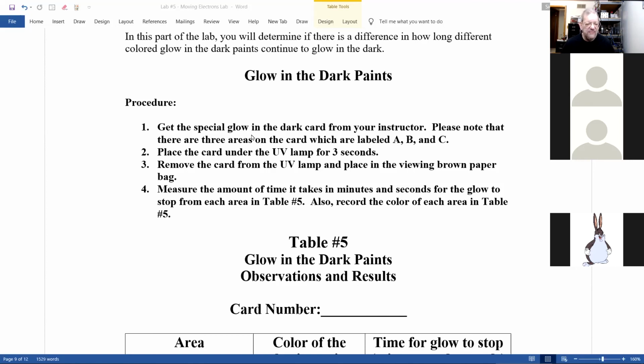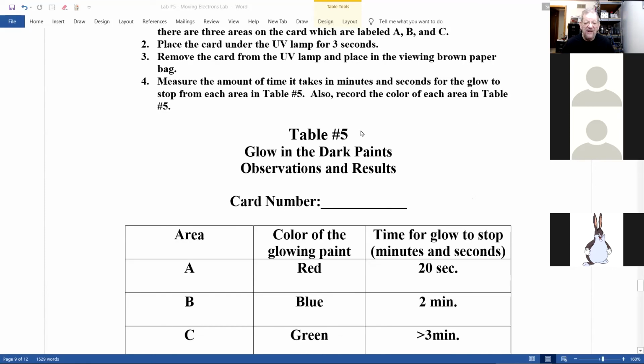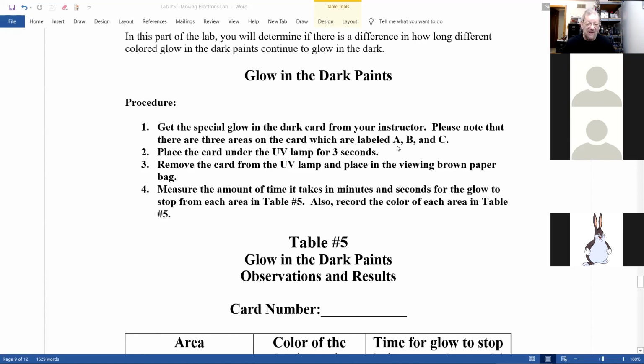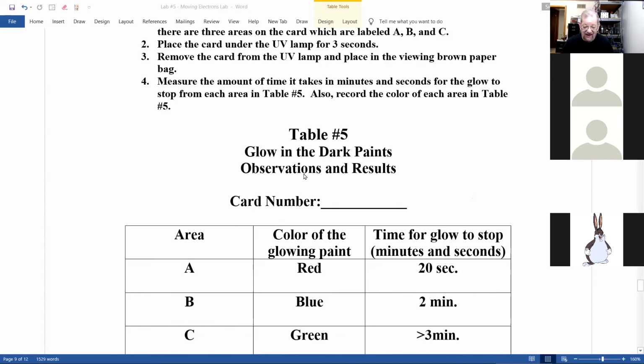But anyways, if we were face-to-face, you'd get a special card. You all have the same card, but in real life, I have about 20 different cards. Then you place the card under the UV light for 3 seconds, then remove it. And since I can't shut off the lights in the lab, I came up with getting Jewel shopping bags, the brown paper ones. Yes, I still have some. And you measure the time until it stops to glow, and you record that time.